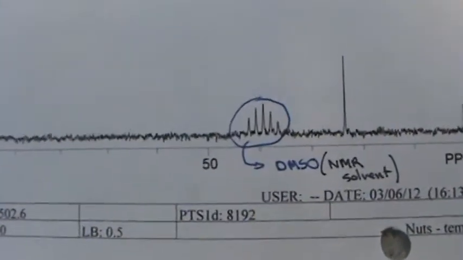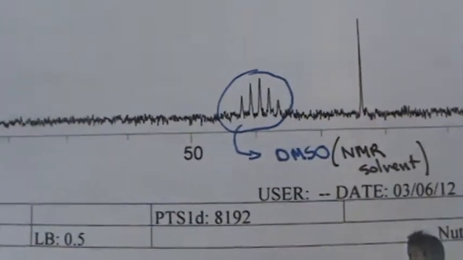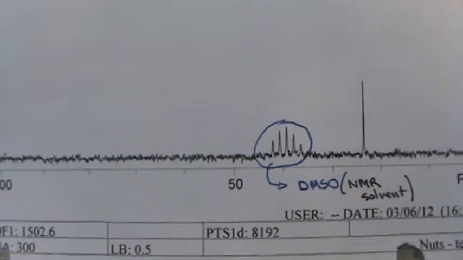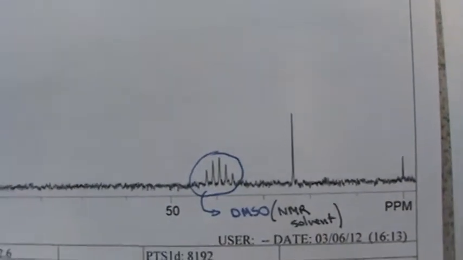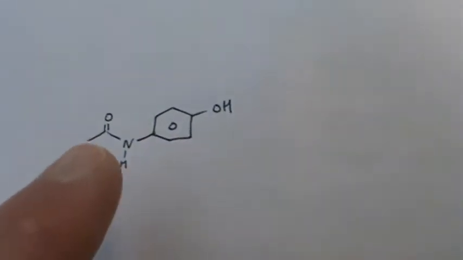In my spectrum that I ran, the NMR solvent was DMSO, so that little septet belongs to the NMR solvent that I used. Probably won't see it on yours, and you guys didn't run C13, so you don't have to worry about that. But if you find a C13, the only other remaining C13 peak is going to come from that CH3 group.